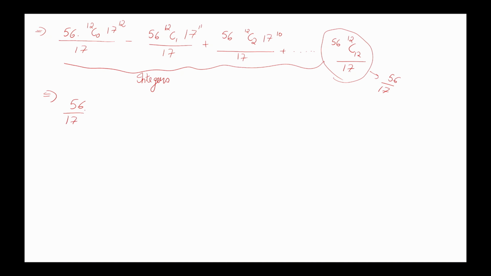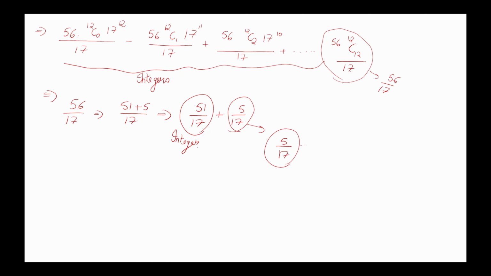Now I hope you all can see that 56, how can I write it down? I can write it down as 51 plus 5 upon 17, which can be written as 51 by 17 plus 5 by 17. This portion again becomes an integer. And now I've gotten this. Now here, this value, which is my 5 by 17, I have my denominator greater than my numerator. So this becomes my fractional part.